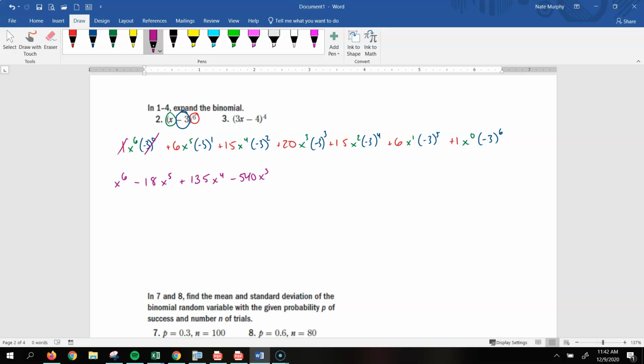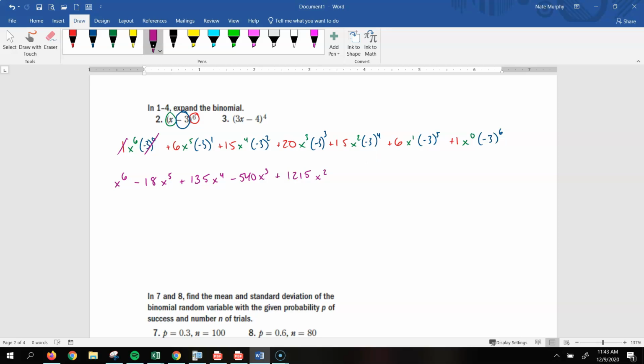Now in the next term, we have negative 3 to the 4th power. That's going to be a positive 81. And 81 times 15 would be a positive 1,215. And that would be x squared.